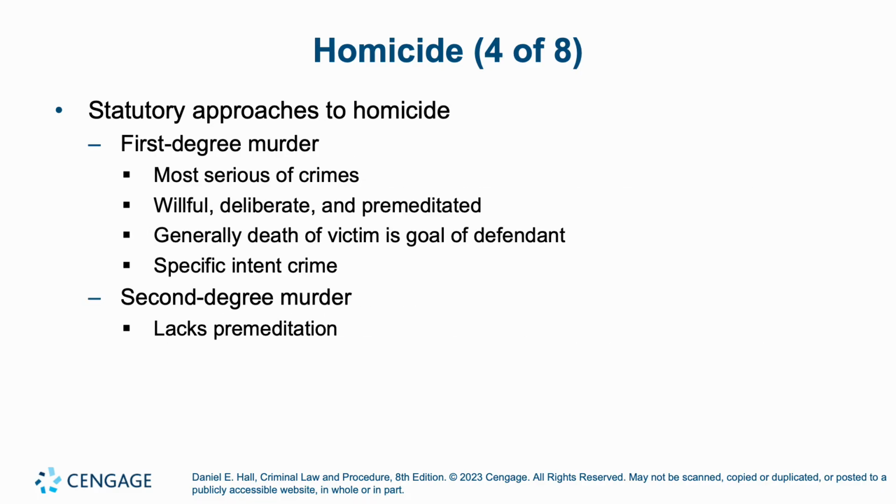Now, modern statutory approaches to homicide generally divide murder into degrees, and first degree is usually considered the most serious form of criminal homicide. This generally involves willful, deliberate, and premeditated killing. All right. Premeditation means the defendant formed that intent before acting.